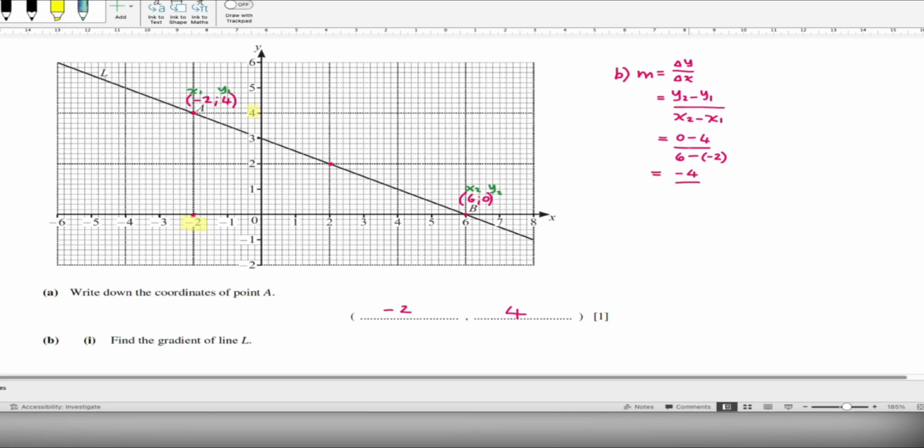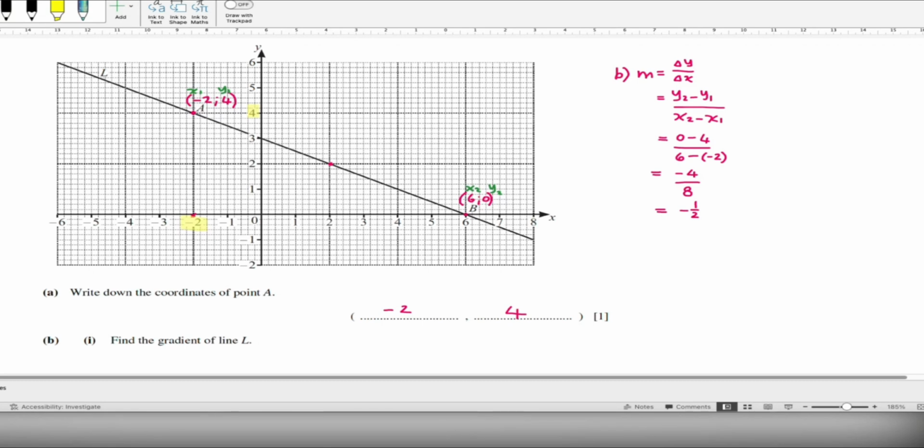Okay, so it's -4 over 6 plus 2, which is 8, and I can now simplify this, and it will simplify to -1 over 2. So this is your final answer for question B.